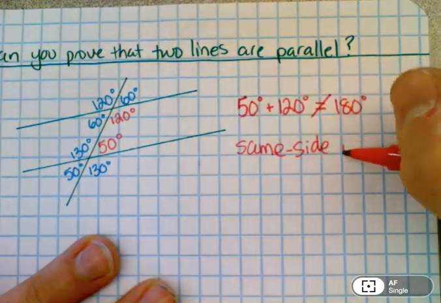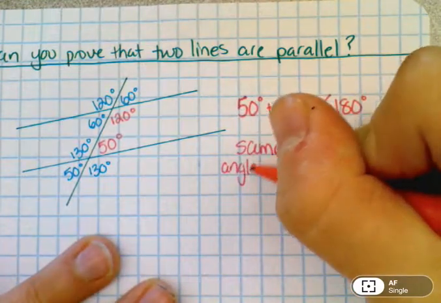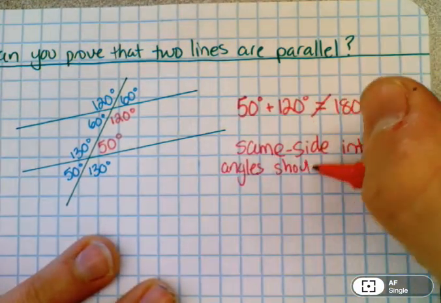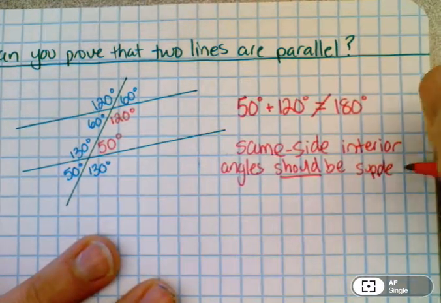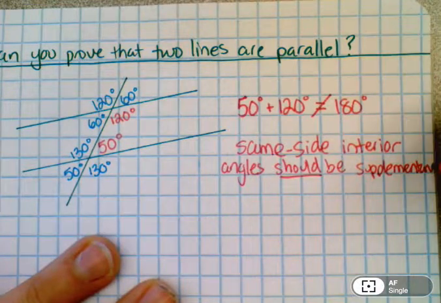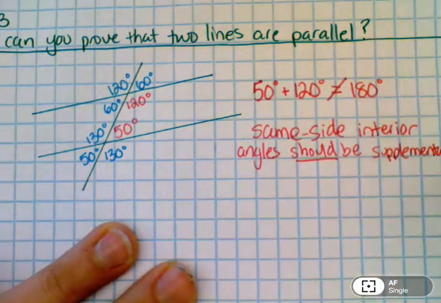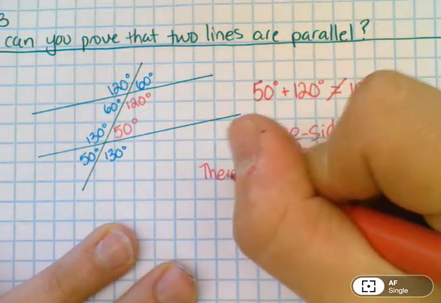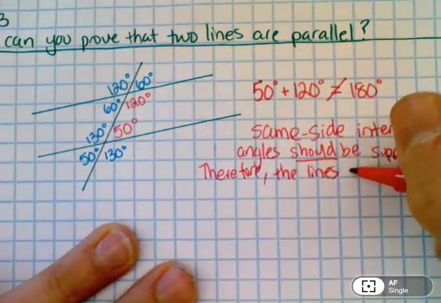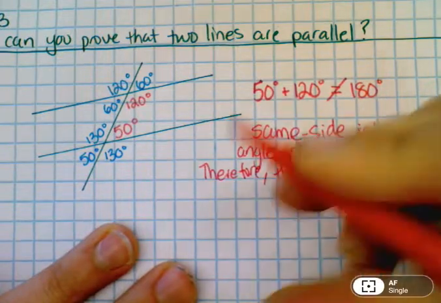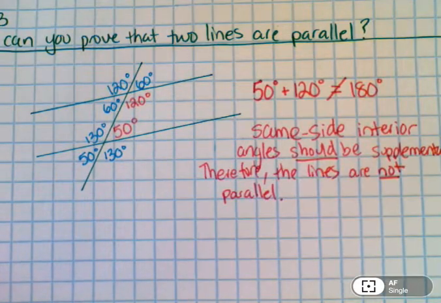Then we're going to write below: same side interior angles should be supplementary. And they're not. Therefore, these lines are not parallel. So we're going to write all that out. Therefore, the lines are not parallel. Okay? And that's really what today's lesson is all about.